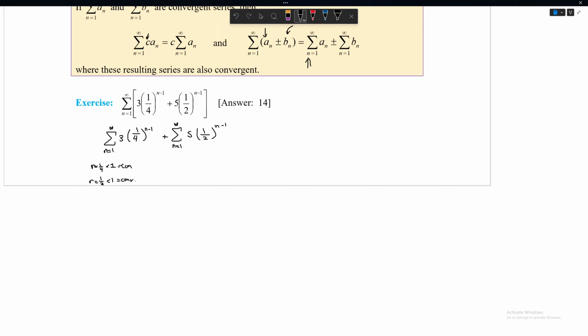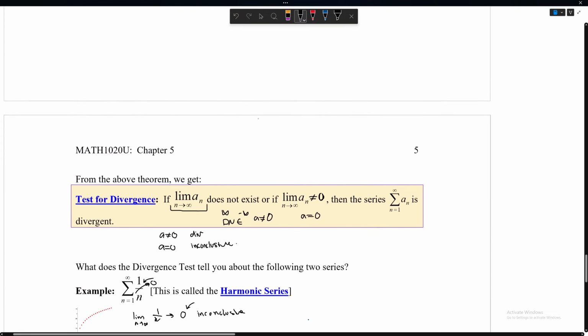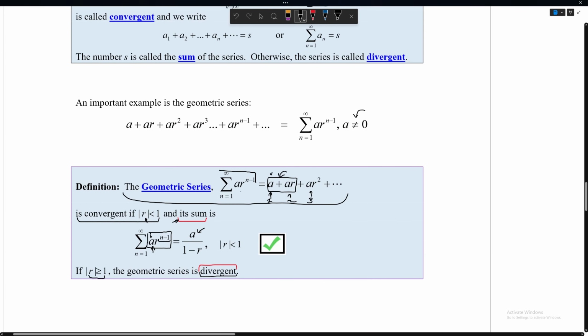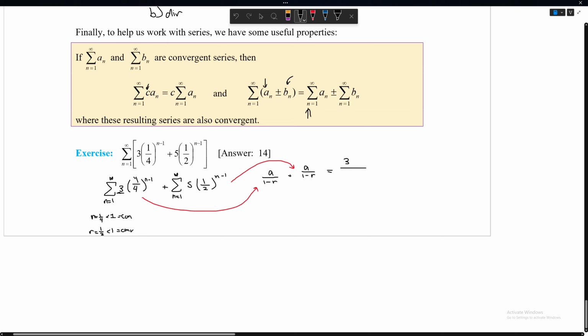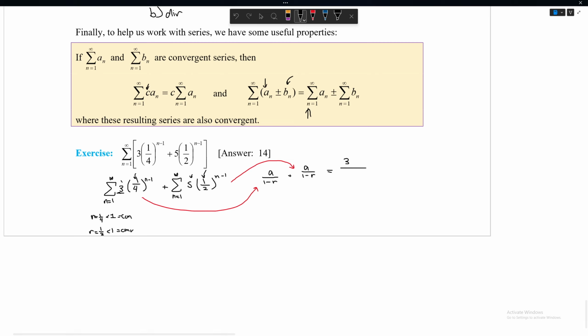So now that I know, I can actually take the sum. My formula is a over 1 minus r, plus a over 1 minus r, one for each part. How do I know this is my a? From up here: your first term is a, whatever is to the n minus 1 is your r, and whatever's outside is your a. So this equals 3 over 1 minus my r, which is 1 over 4, plus 5 over 1 minus my r, which is 1 over 2.